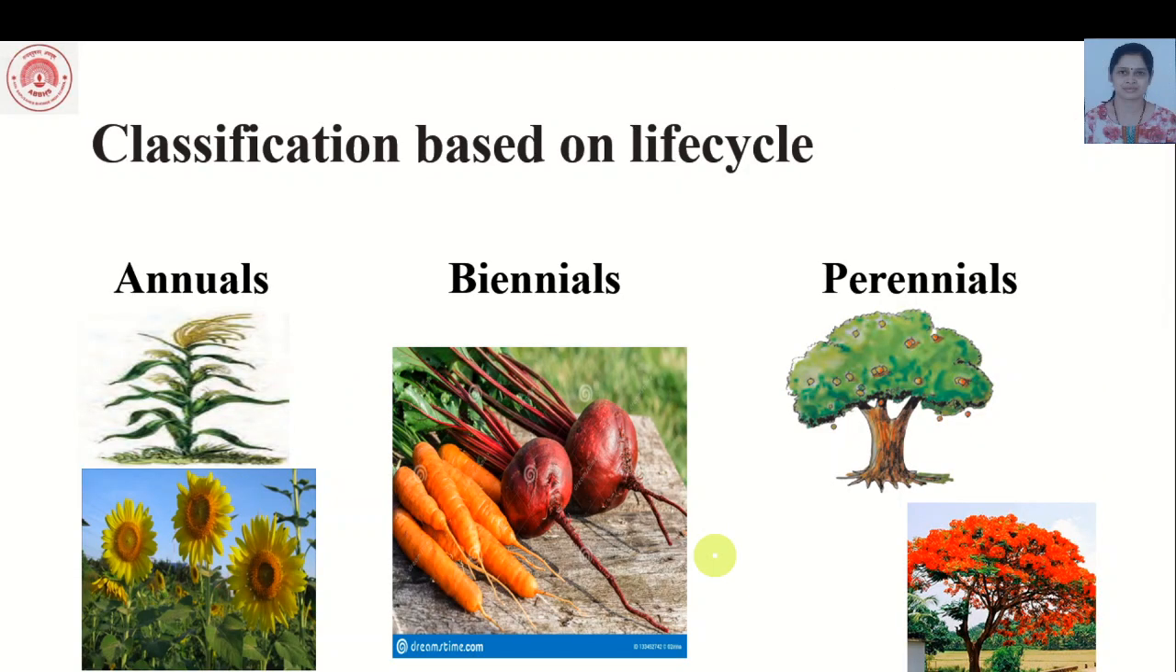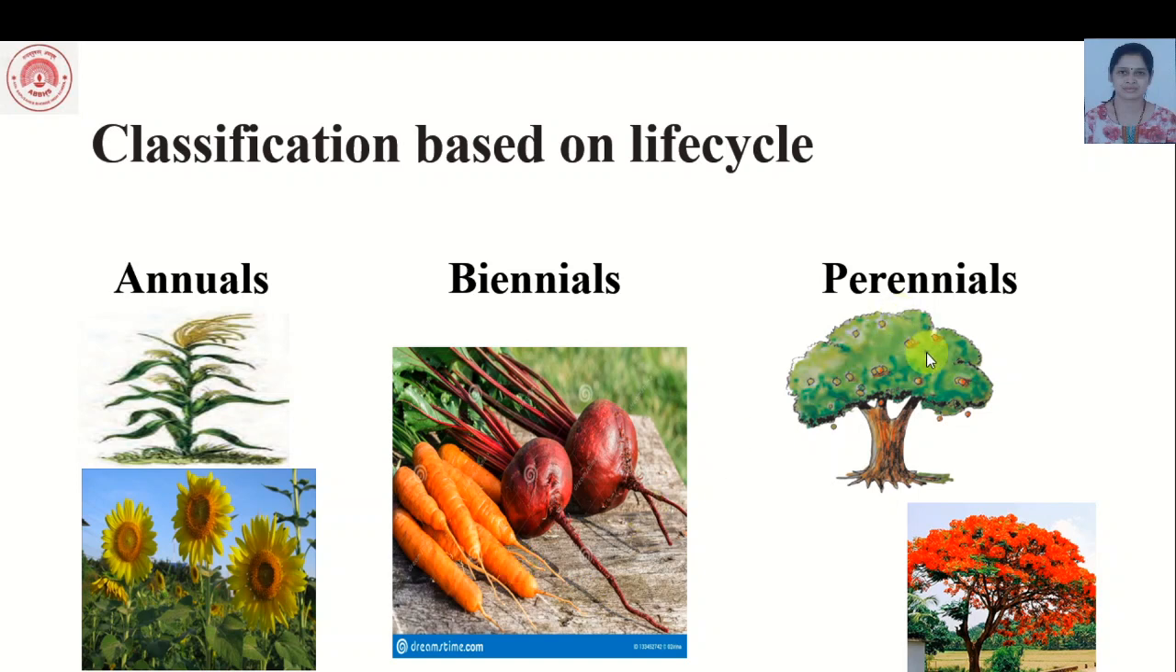Next classification of plant is based on life cycle. Plants which live for 1 year are called annuals. For example, jawar, sunflower and rice are annuals. Plants which live for 2 years are called biennials. For example, carrot and beetroot live for 2 years. It means they complete their life cycle in 2 years.